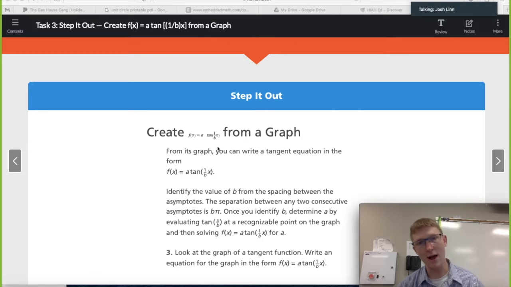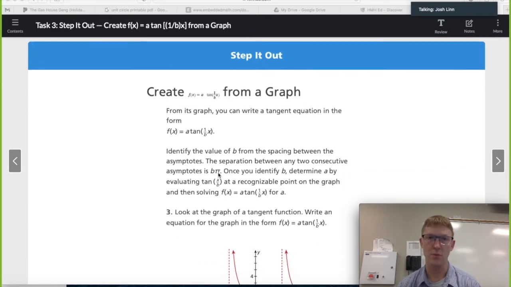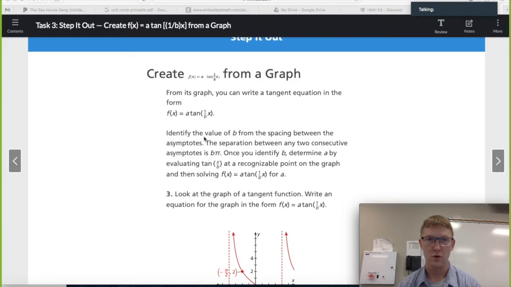All right, so we are going to attempt to create our f of x from a graph. We're going to look at a graph and hopefully figure out a function based on that graph. So you can write a tangent equation in the form given. Identify the value of b from the spacing between the asymptotes. The separation between any two consecutive asymptotes is b pi. Once you identify b, determine a by evaluating tangent of x over b at a recognizable point on the graph, and then solving f of x.